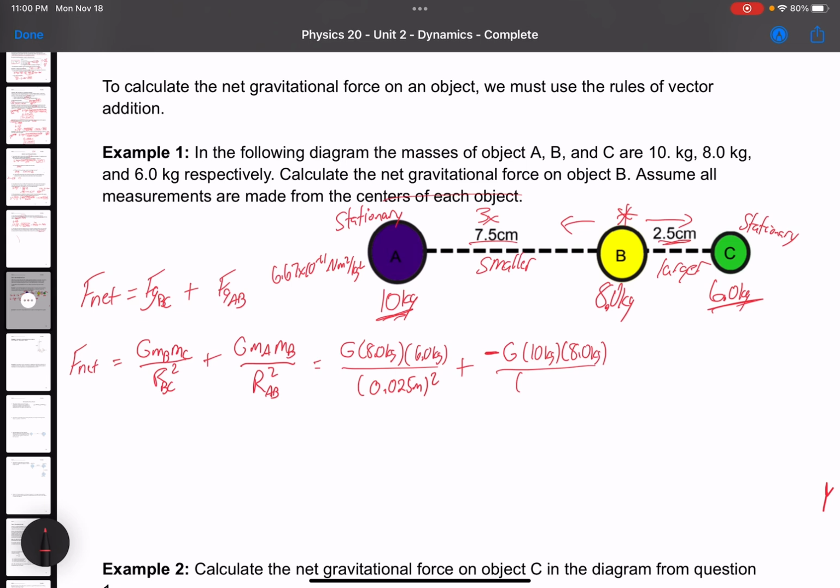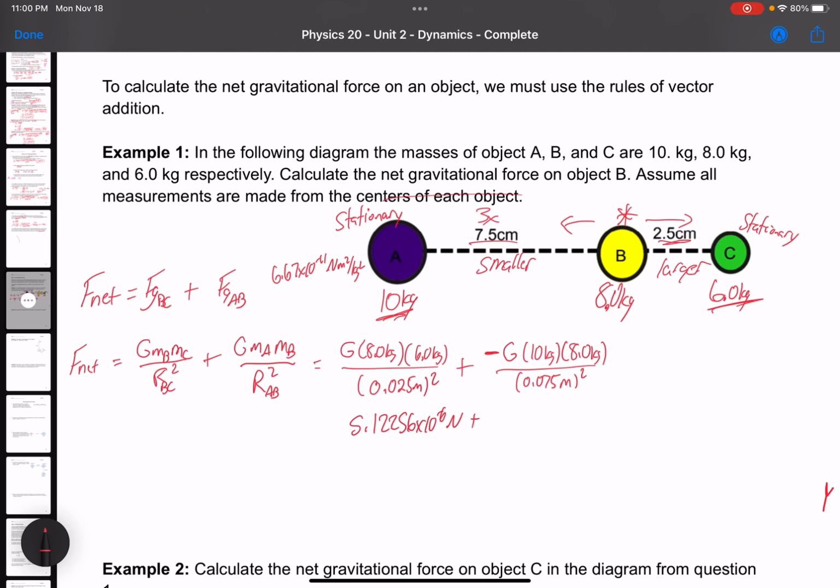All divided by 0.075 meters squared. Okay, and again, I'm expecting this thing to come out positive. If it doesn't, I'm going to have to go back and check my calculation. So I'm just going to throw all these into my calculator. Okay, so for this one, I got 5.12256 times 10 to the negative 6 newtons.